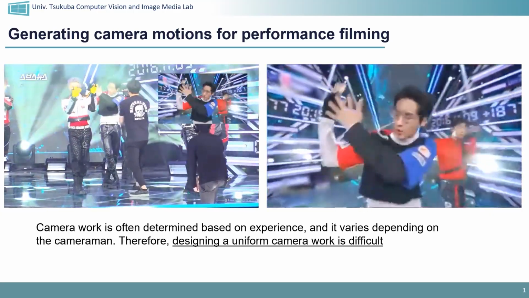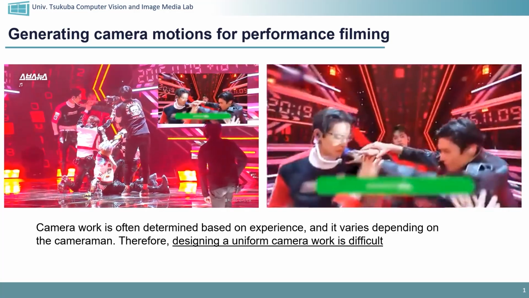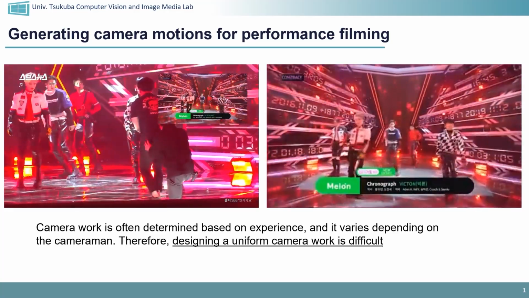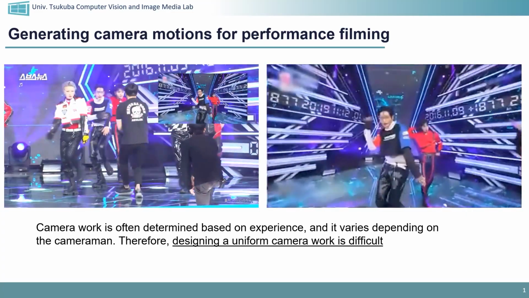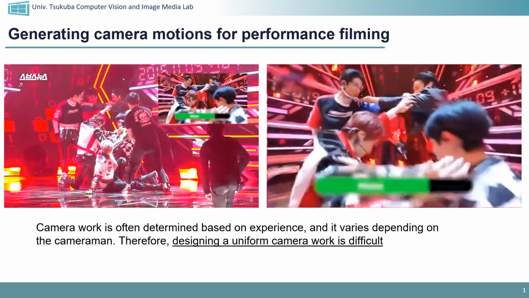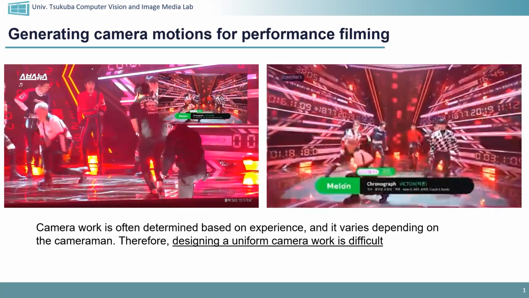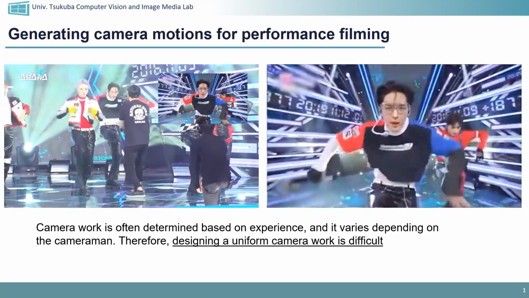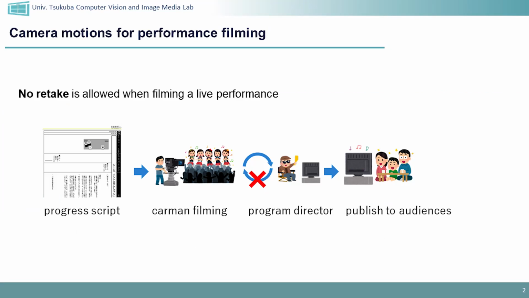In this way, cameramen consider the performer's movements and direction when filming. However, since camera work is a type of video expression and is often determined based on experience, designing a standardized camera work that can be used for any performance filming is difficult. In live performance filming, there isn't a specific reference like storyboards. Instead, camera work is considered through stage scripts and rehearsals before approaching the performance filming.